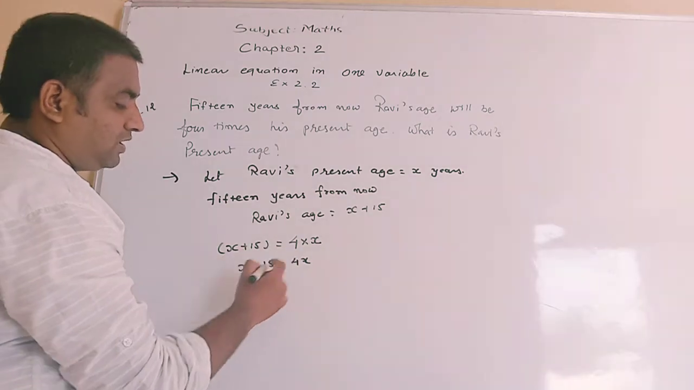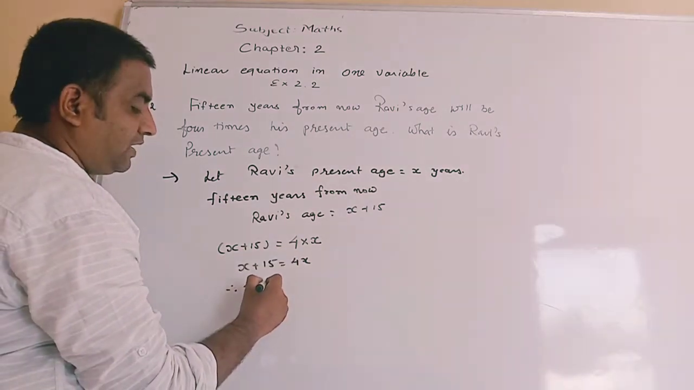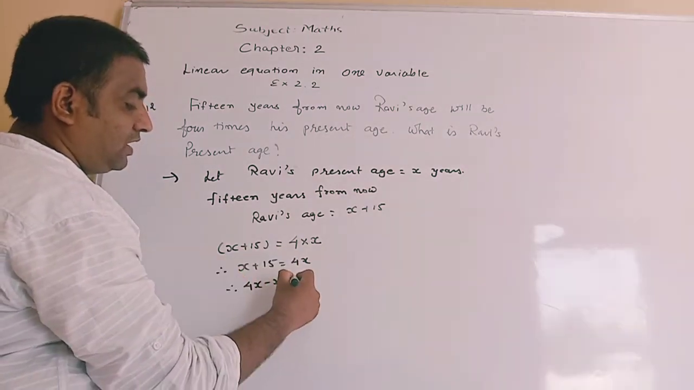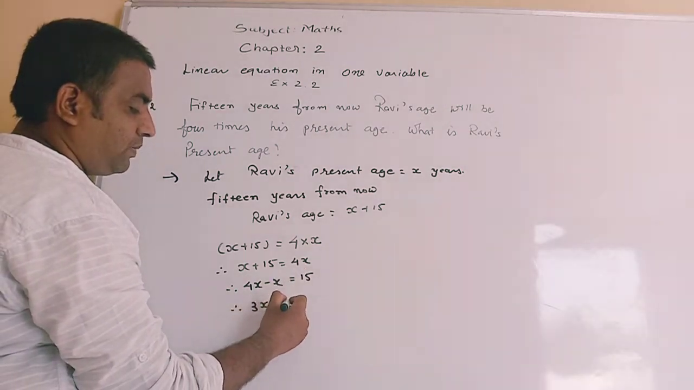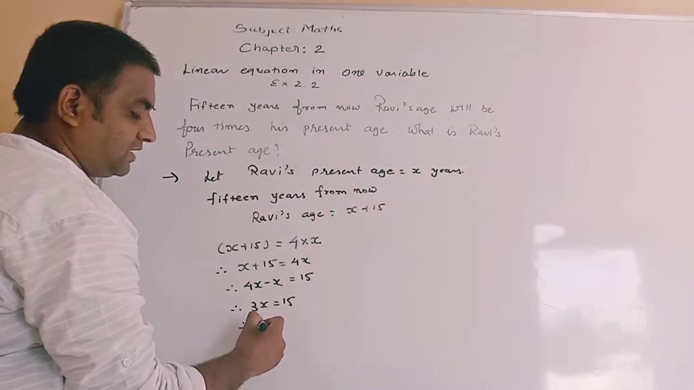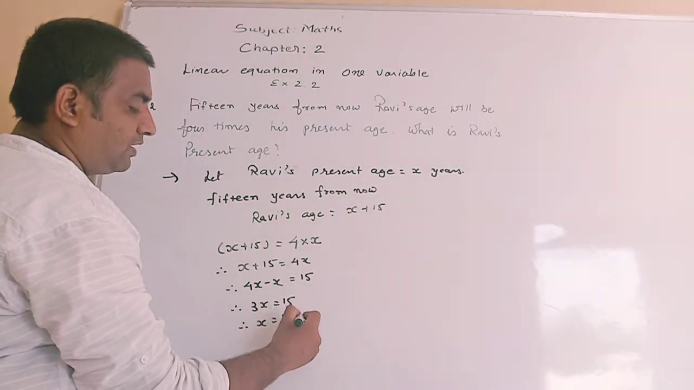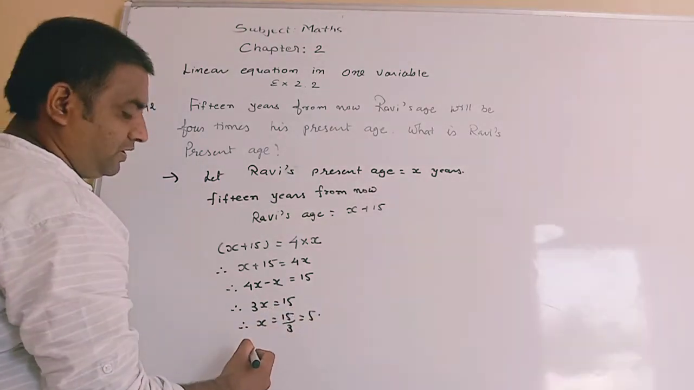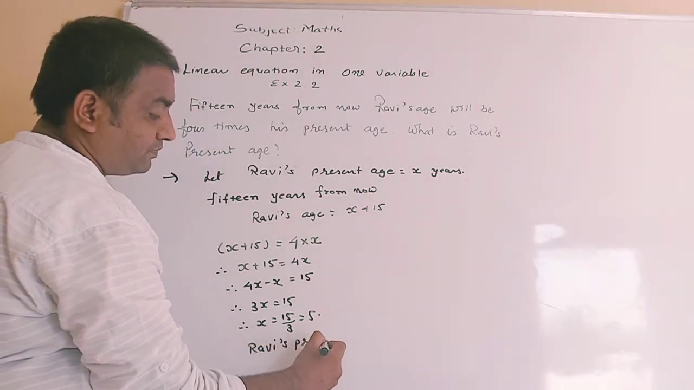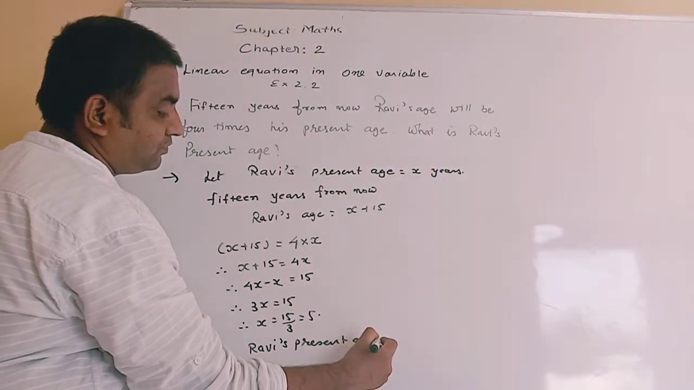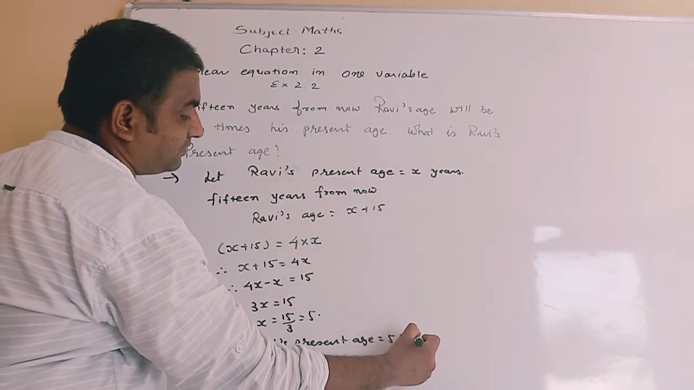So x will go to the other side, and 4x minus x equals 15. And so 3x is equal to 15. So x is equal to 15 divided by 3 equals 5. So Ravi's present age equals 5 years.